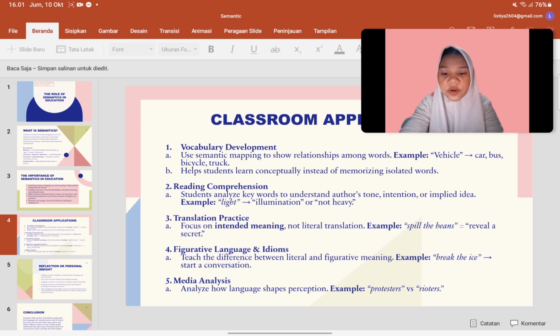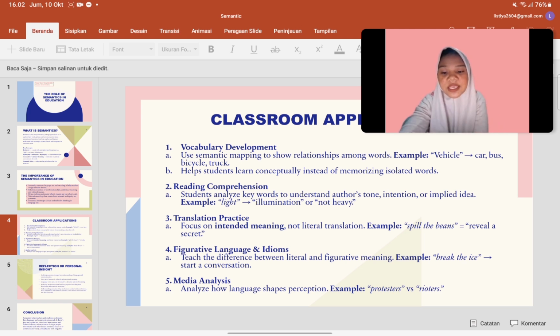And four, figurative language and idioms. Students learn to distinguish between literal and figurative meanings. For instance, break the ice means to start a conversation, not to physically break ice.